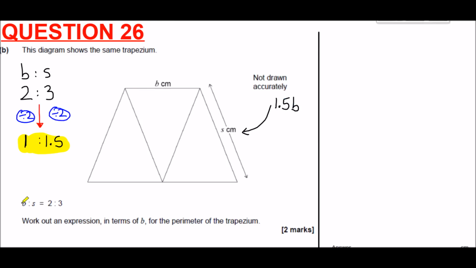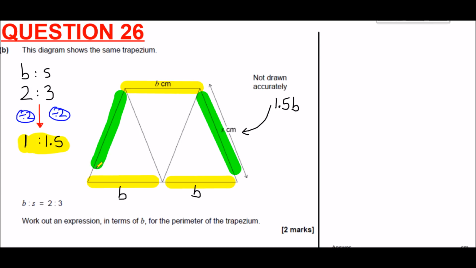So b is along the top, and 2 lots of the base along the bottom. So that's b, and that's b. And the 2 sides, which are of length s, are going to be equal to 1.5b.